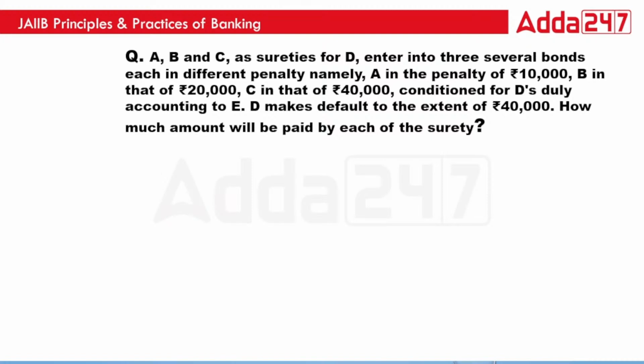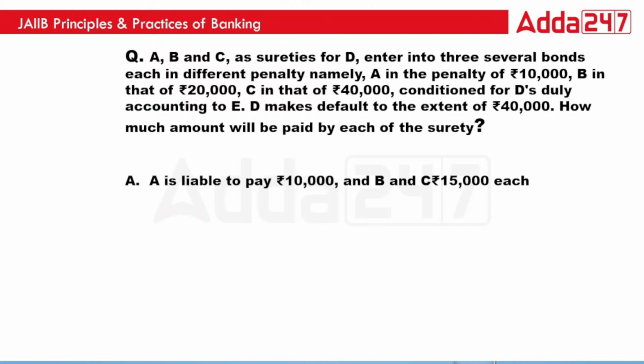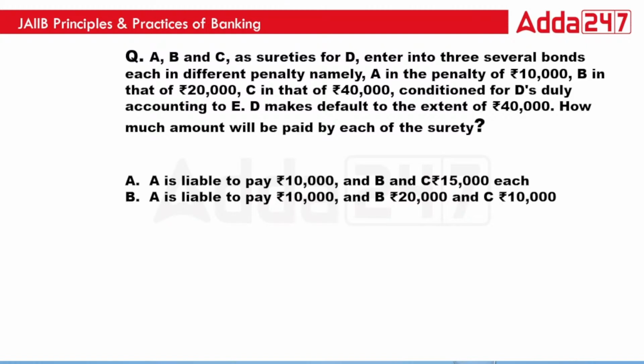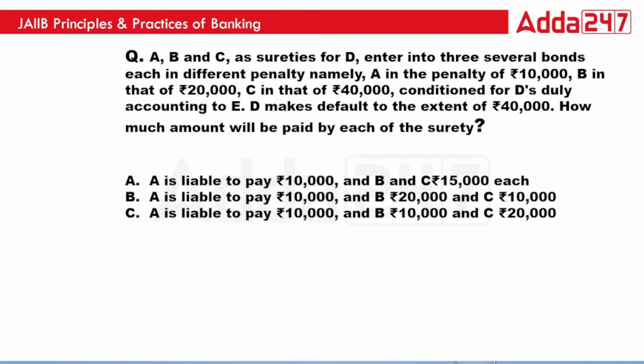A, B and C as sureties for D entered into three several bonds each in different penalty, namely A in the penalty of 10,000, B in that of 20,000, C in that of 40,000, conditioned for D's duly accounting to E. D makes default to the extent of 40,000. How much amount will be paid by each of the sureties? A is liable to pay 10,000, B and C 15,000 each. A is liable to pay 10,000, B 20,000 and C 10,000. A is liable to pay 10,000 and B 10,000, C 20,000. Each of them will pay equal amounts.